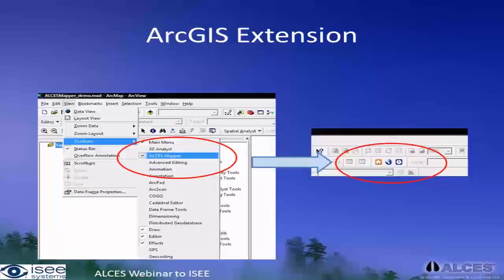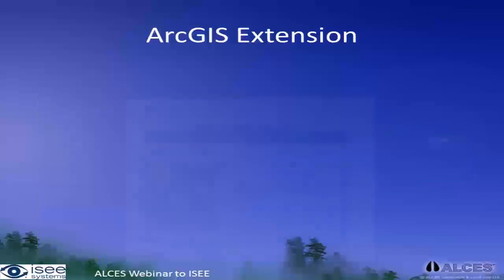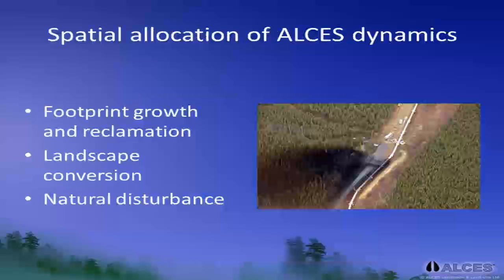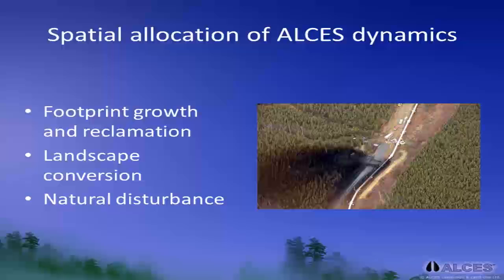Mapper exists as an ArcGIS extension with a wizard type environment which takes a user through the various steps for setting up Mapper for a study area and running the tool to create maps. The task at hand for Mapper during a run is the spatial allocation of 3 key drivers of landscape composition that ALCES is tracking at a regional scale.